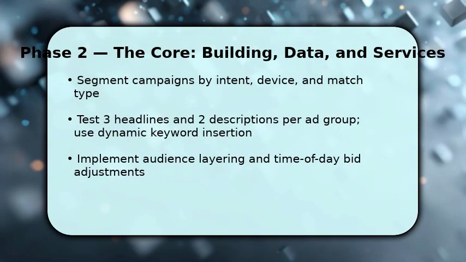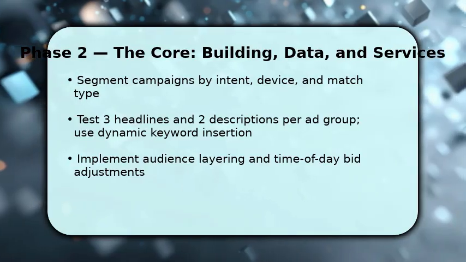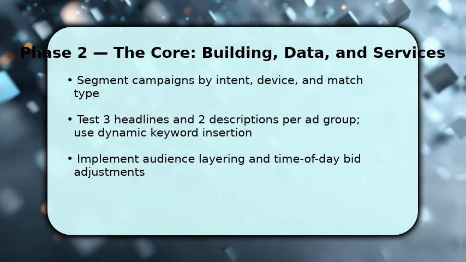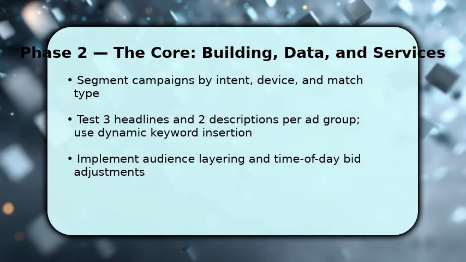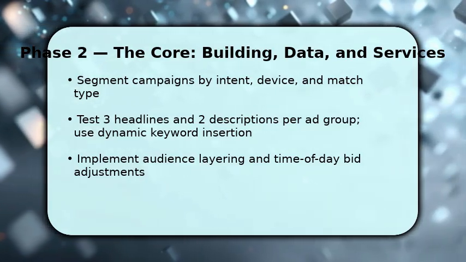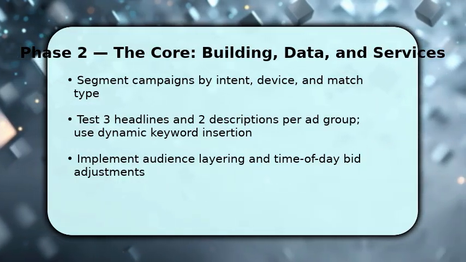Next, you refine. Split campaigns by intent, device, and match type so performance signals become clear. This reduces noise. Once that structure exists, create tightly themed ad groups and test 3 headlines with 2 descriptions each. Use dynamic keyword insertions sparingly to boost relevance.